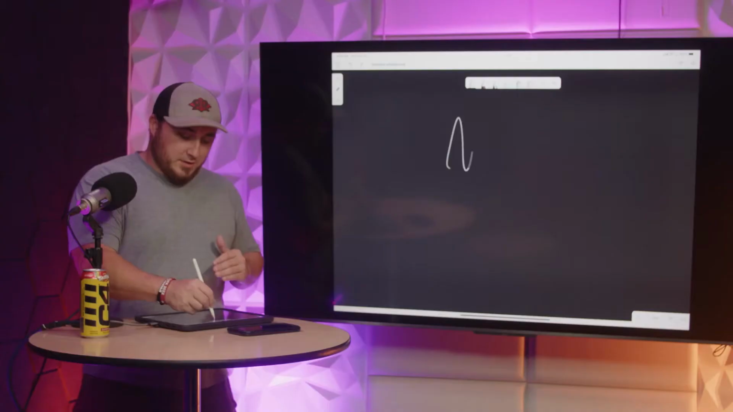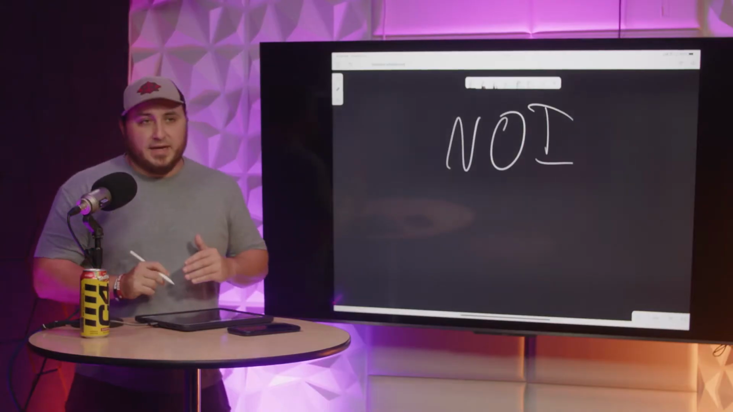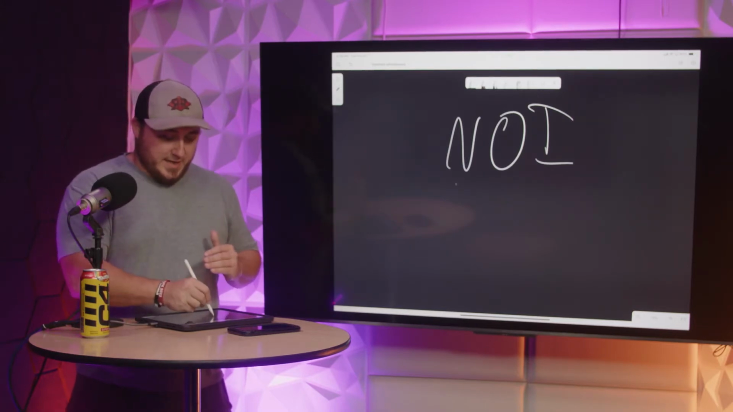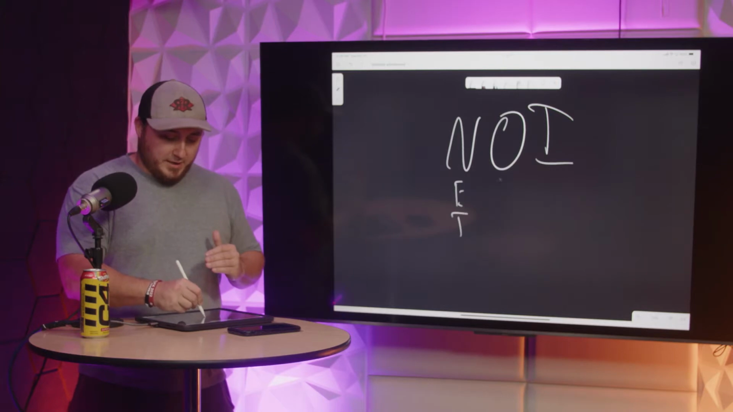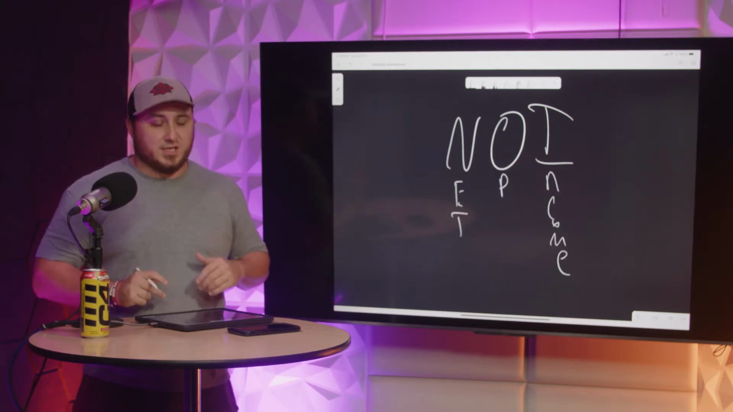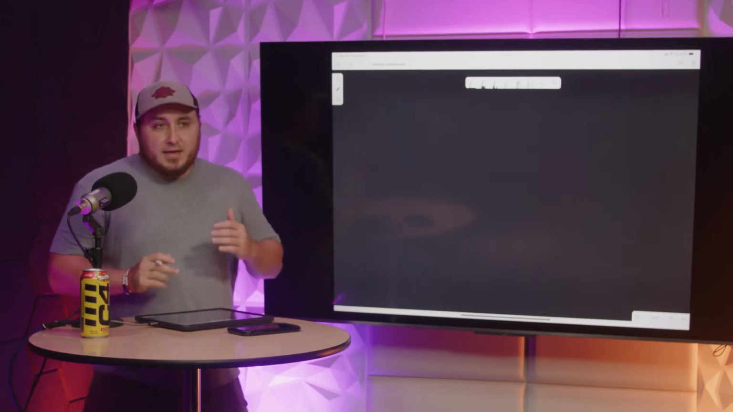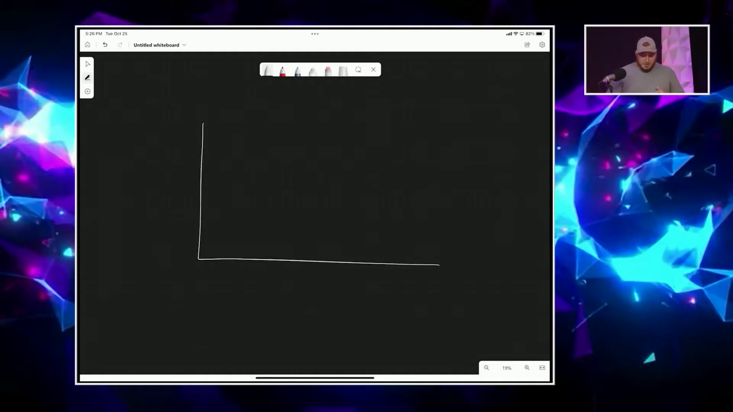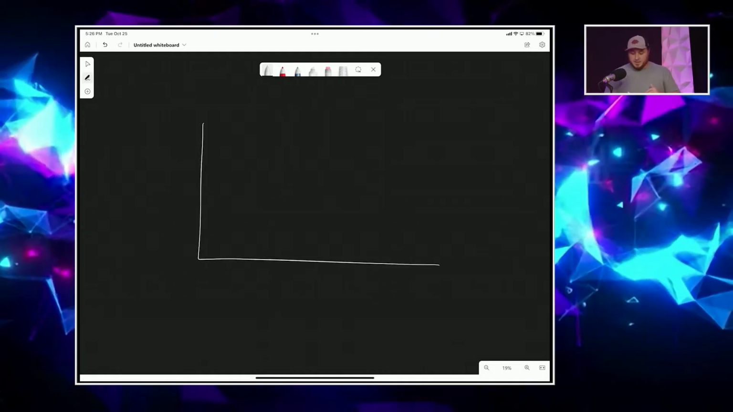Really doesn't change the score, but I'm here to explain to you something called NOI and how it affects the value of commercial real estate. This means net operating income. I can't spell operating, so we'll just leave it out of there, okay? This is a very, very simple equation. I'm going to draw something out for you right here.